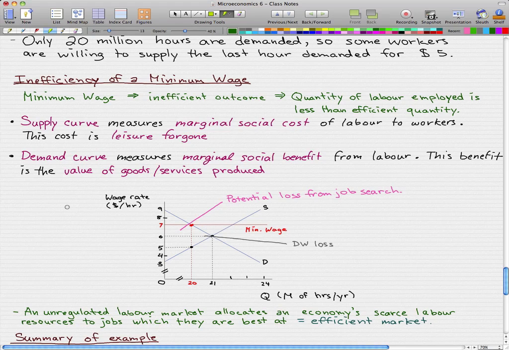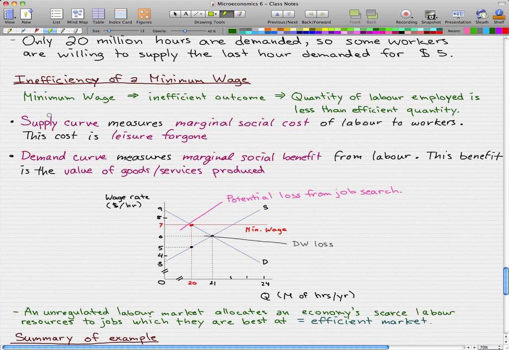In today's video, we're going to talk about the inefficiency of a minimum wage. To start it off, we already know that minimum wage causes an inefficient outcome, and that causes the quantity of labor employed to be less than the efficient quantity.